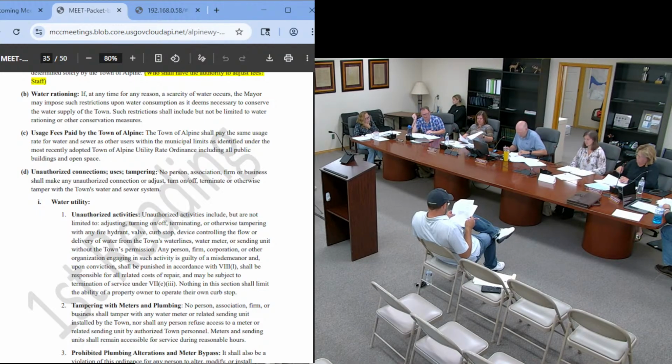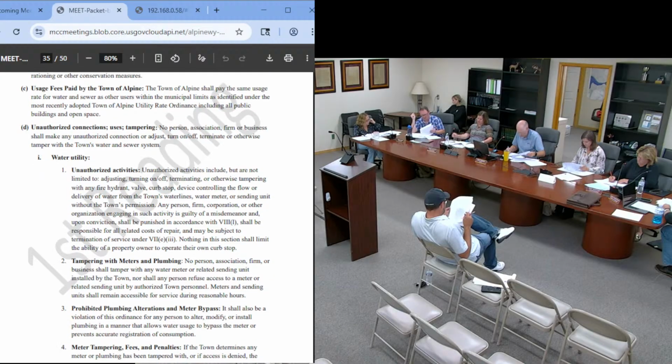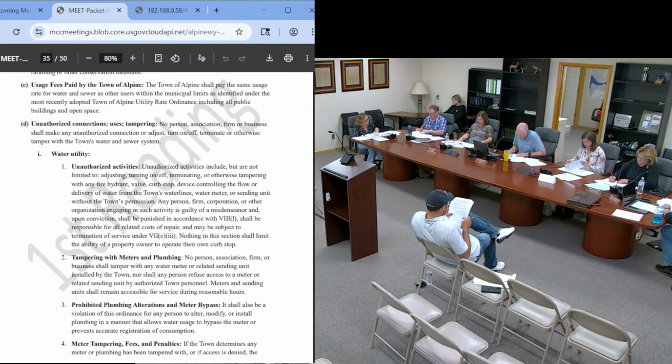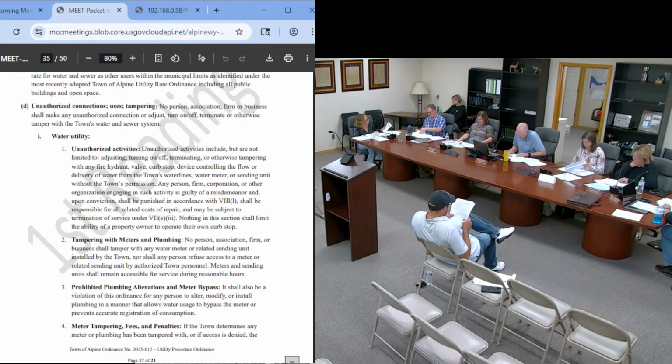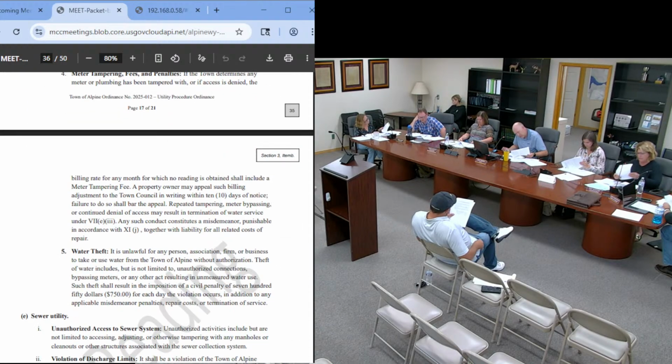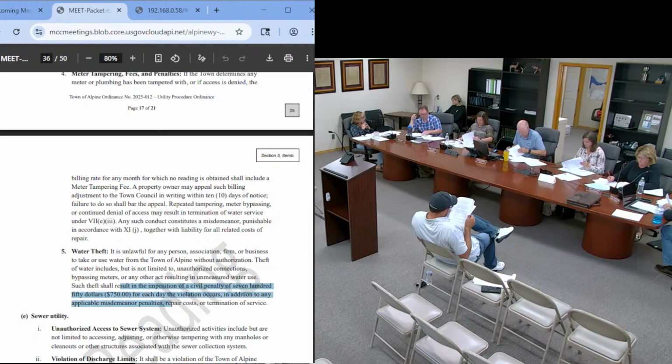Yeah. In the procedure ordinance on page 17, the unauthorized connection, uses, and tampering is where that's all listed. Okay, and what's the penalty for that? Everything under there is $500 to $750 per day. Per day? Per day. Once we tell you you're breaking the law, if you don't fix it, we can consider each day a new offense. Okay, so that would be considered under unauthorized connections. Sounds good.